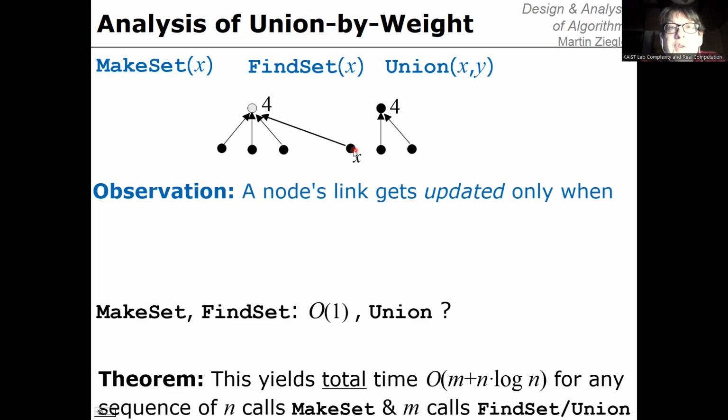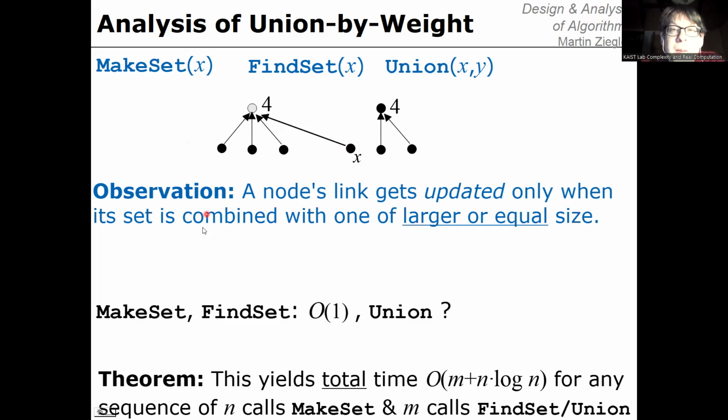And for a pointer to get updated, there must be another set of at least the same size as the set where the element originally belonged to. So that's what you see here. A node's link gets updated only when its set is combined, in a call to union, with another set of larger or at least equal size. So that's what you see here. Whenever a pointer gets updated, there must be another set of at least equal size. So that's for one update.